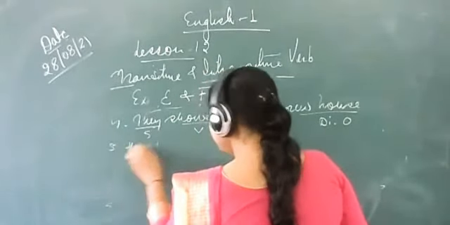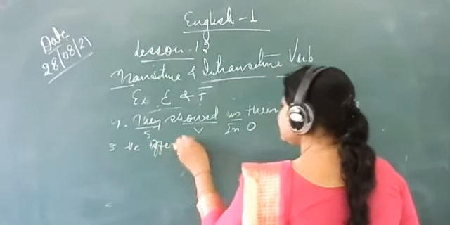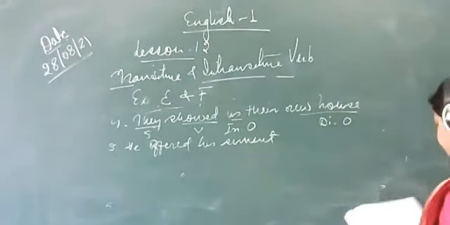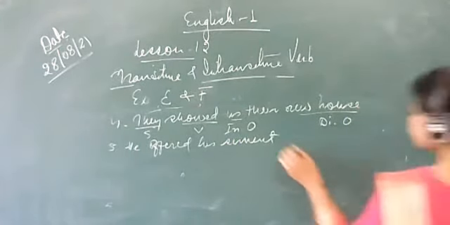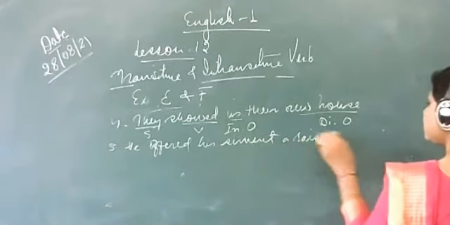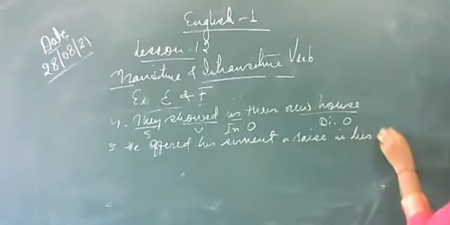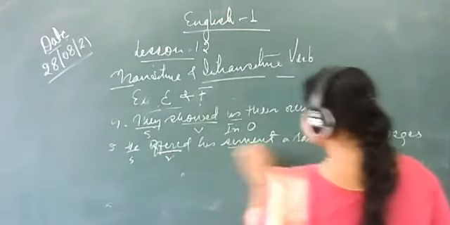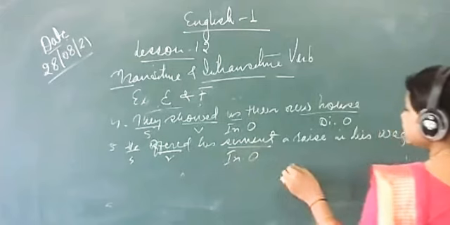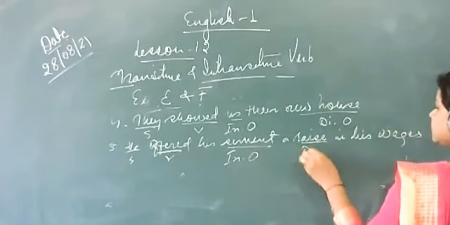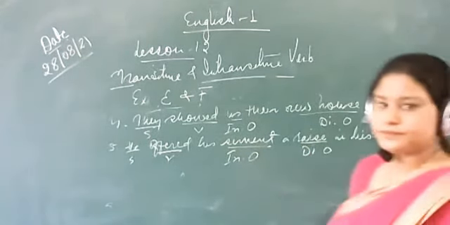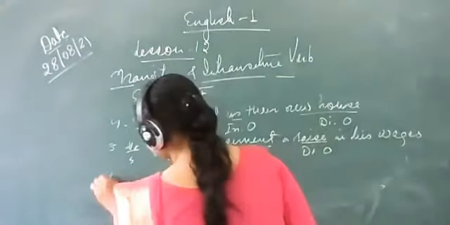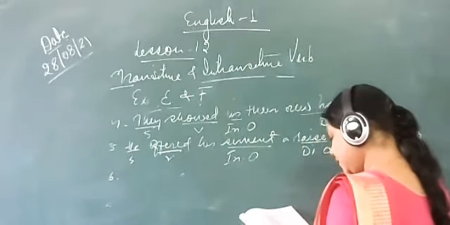Number 5, he offered his servant a raise in his wages. Okay. So he, subject, offered, verb, servant, indirect object, raise is direct object. Clear? Now, 6. Lend him some money.